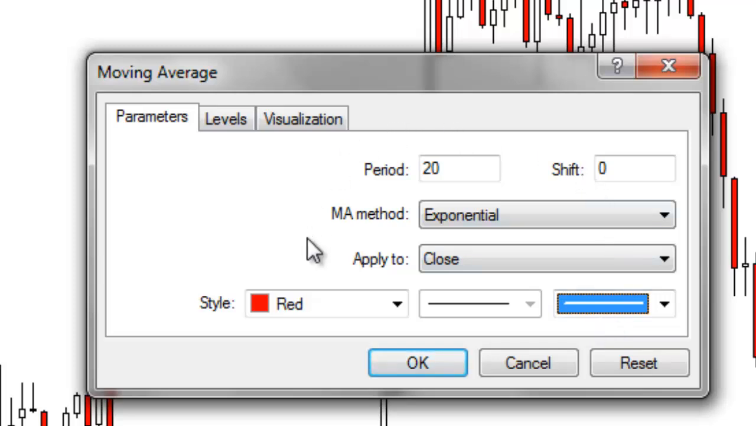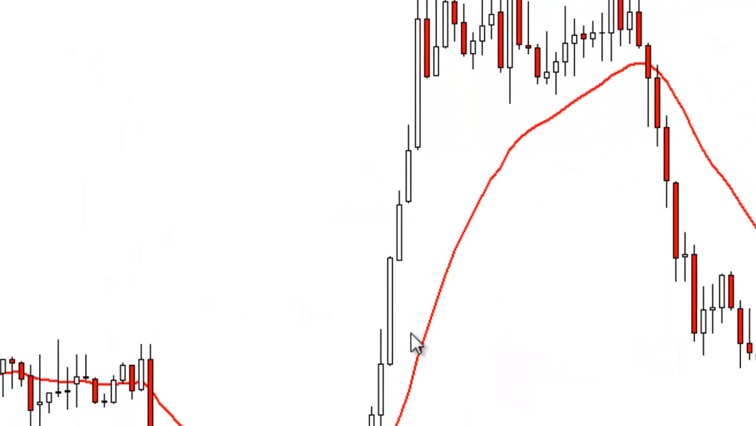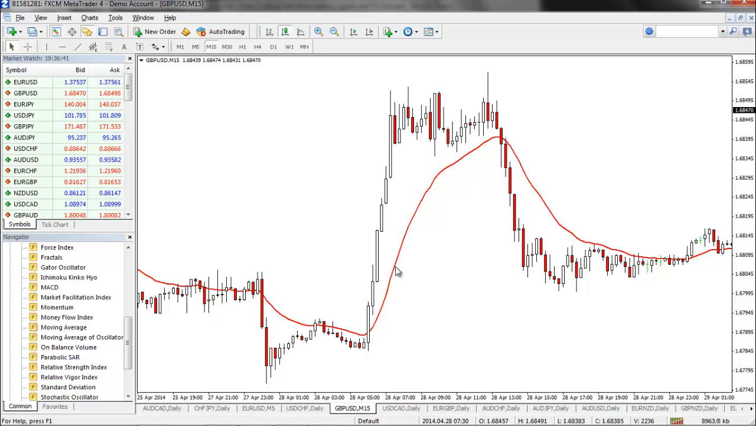So again, the settings are period is 20, shift is 0, MA method is exponential, apply to close. Color you can select any color you want and select some width so that you can clearly see it on the chart. Click OK. Okay, now the exponential moving average is placed on the chart.